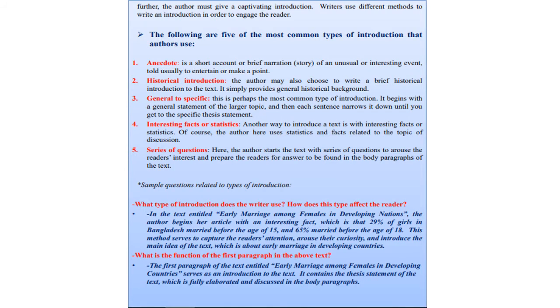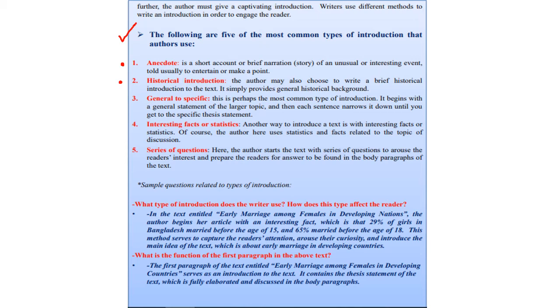Okay, now we're going to talk about the different types of introduction. One of the very common organizational questions that you will be asked is, what type of introduction does the author use in the article? What purposes does this method serve? Now, the following are the 5 most common types of introduction: anecdote, or as you would like to say, a brief narration or a small story with an interesting event whose aim is to grab the reader's attention or to entertain.